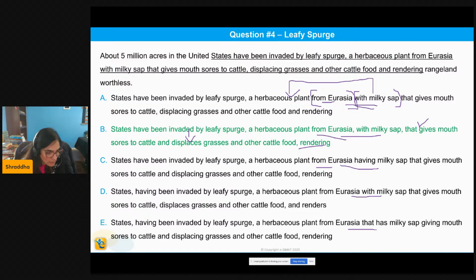Do you understand? Do this analysis yourself: where are you seeing these changes in the structure that are allowing that gives mouth sore to jump in choice B, but are not allowing the same in choice A. It's all about application. All about application. There is no rule there. Okay.